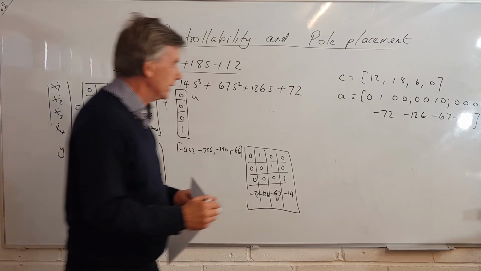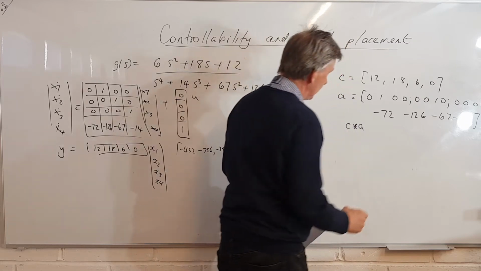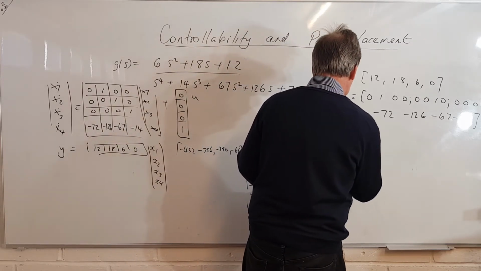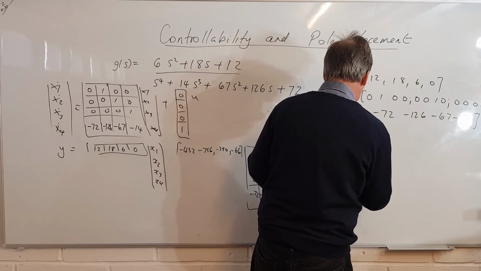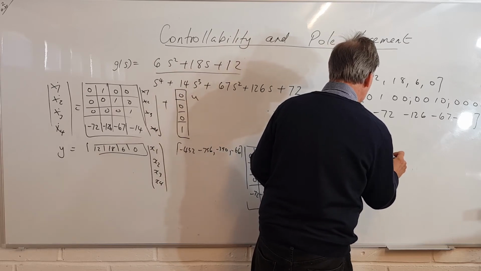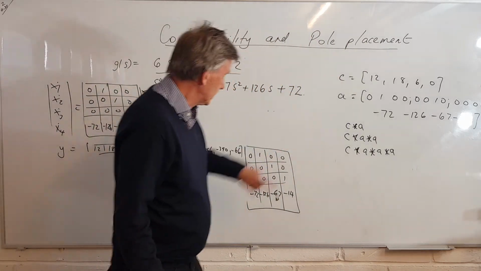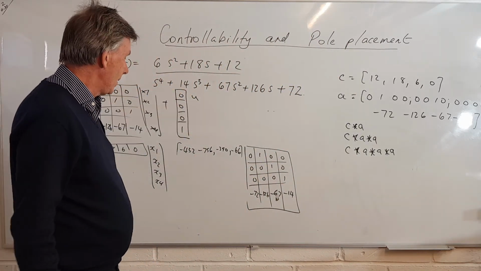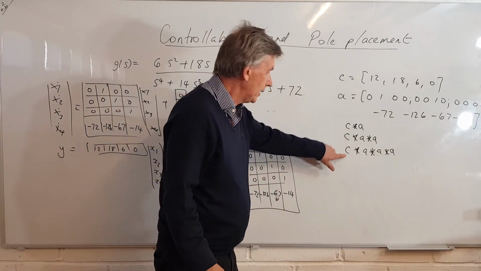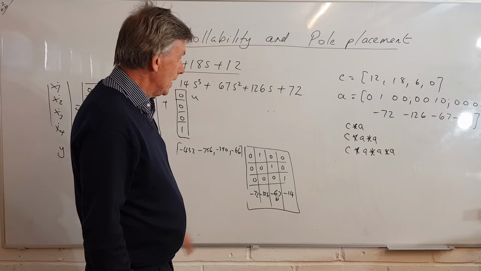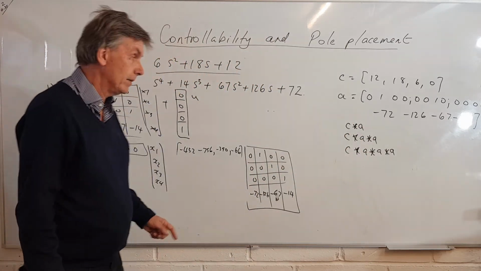So then it'd be possible to compute C times A in MATLAB. Or you could compute C times A, C times A squared and C times A cubed. And this would work out then, C times A would give you the second line, CA squared would give you the third line, CA cubed would give you the fourth line. And then you could formulate that into a matrix, as we had a minute ago.